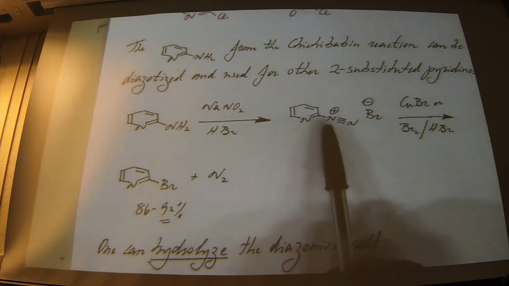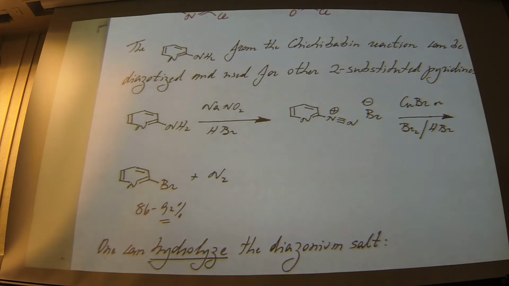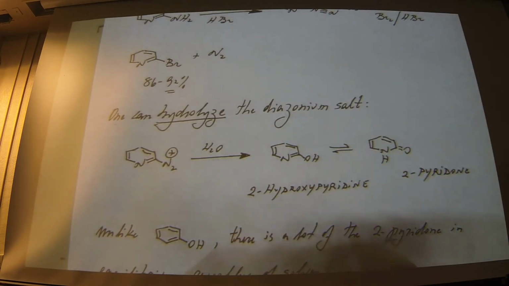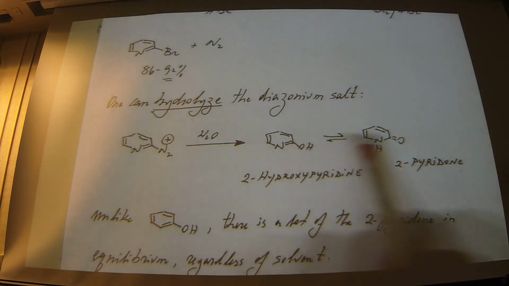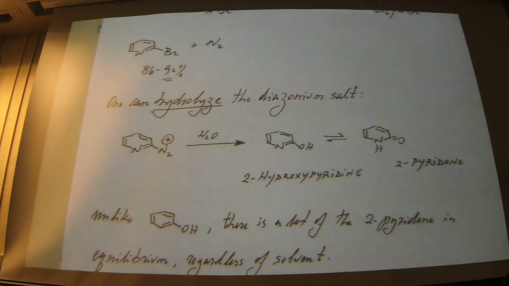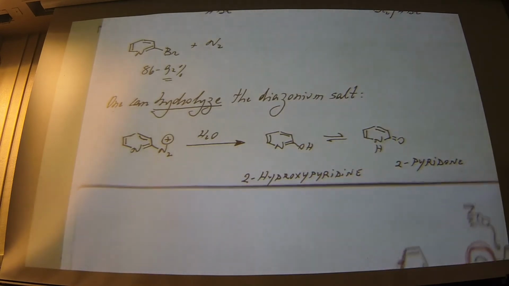Now, diazonium salts, remember, were kind of interesting for us for another reason, that we could convert them to alcohols, or we could reduce them too. Reduction is not particularly useful here, but hydrolyzing it to an alcohol is, because the 2-hydroxypyridine that you get out of there is the enol form of 2-pyridone. And so where have we seen this kind of situation before?